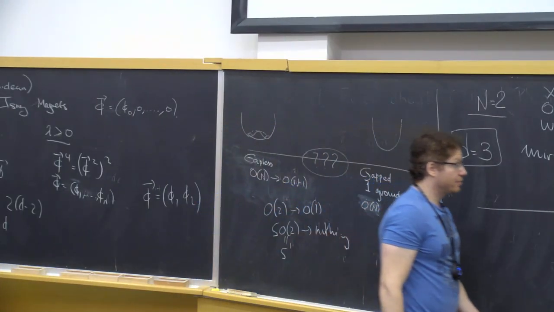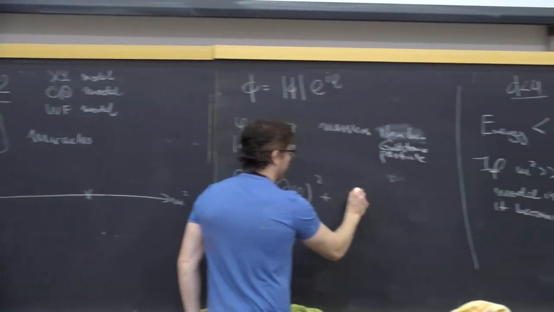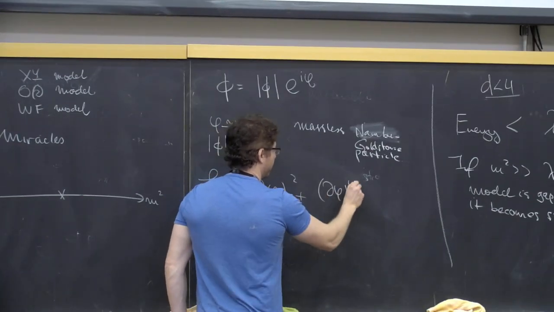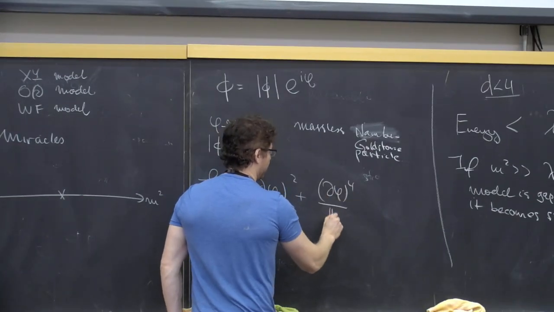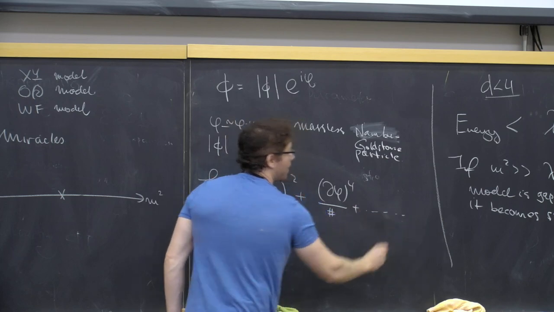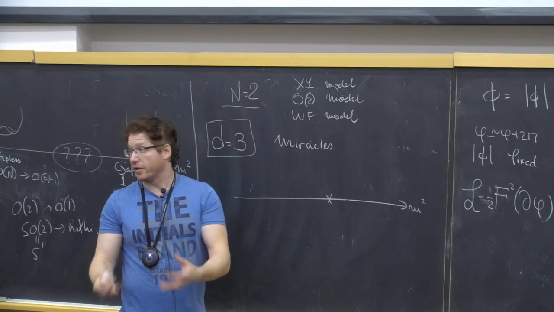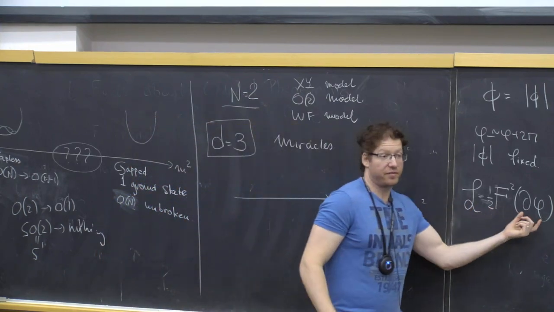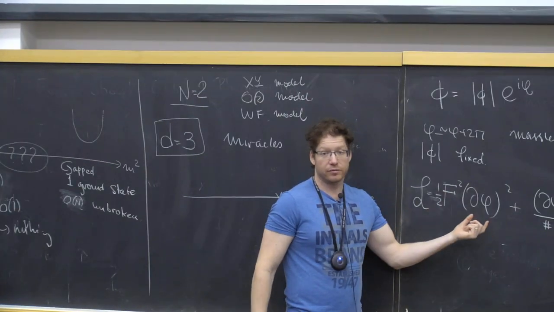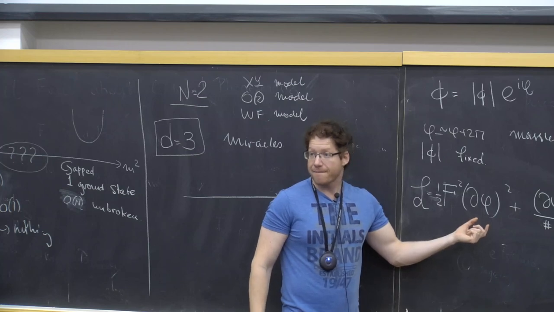But there could be some terms with four derivatives, suppressed by some scale, and so on. So when you go to very, very low energies, the derivatives are negligible, and you just remain with a free particle moving on a circle. Okay?